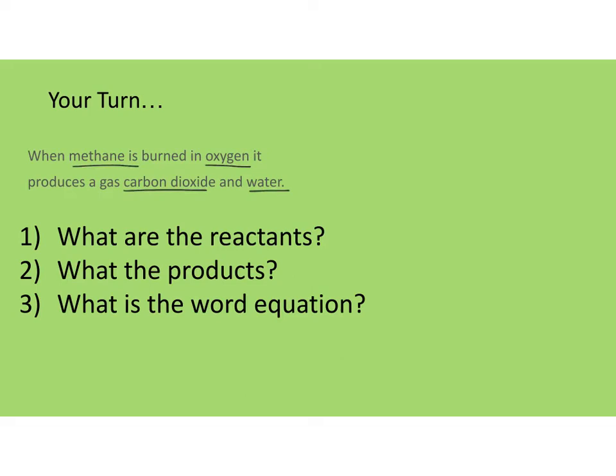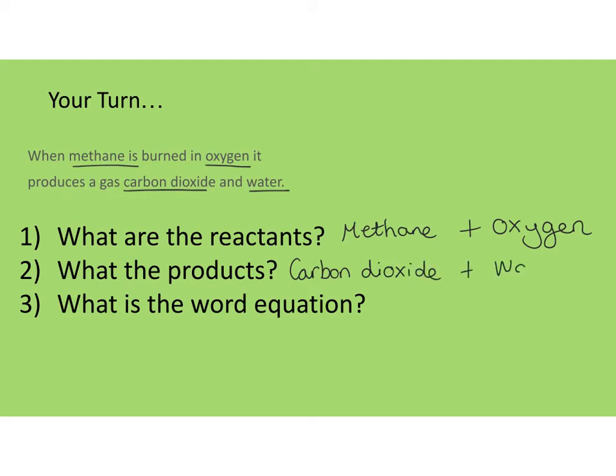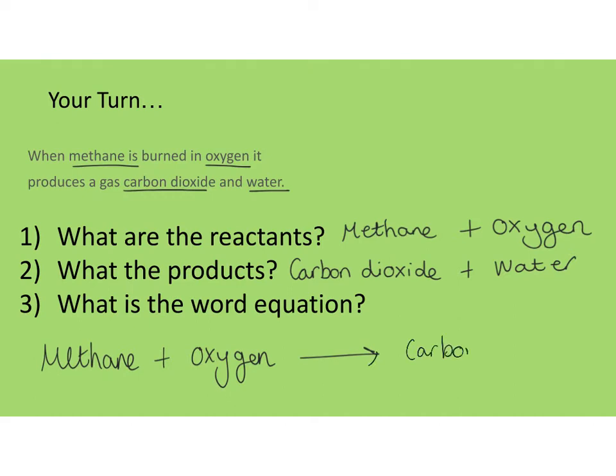Okay, so what are the reactants? We've got methane and we've got oxygen. They're the two things we're reacting together. What are our products? Carbon dioxide and water. So if I was to put that in a word equation now, I'd do methane plus oxygen, carbon dioxide plus water. Okay, so that's how we form a word equation.